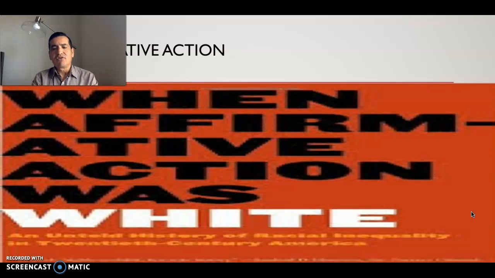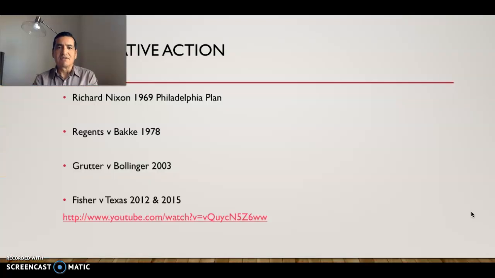And now moving on to the discussion on affirmative action. Here I have the book cover of political scientist Ira Katznelson, who really took a look at this concept of affirmative action during the early 20th century, specifically with the age of the New Deal, right? How governmental programs privileged a particular race, white Americans.